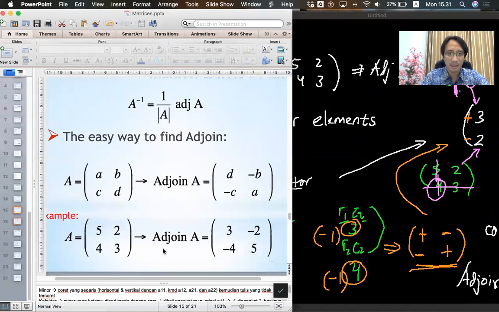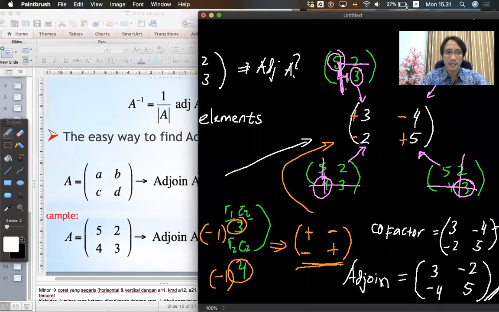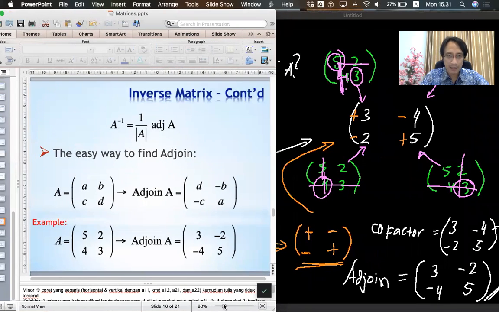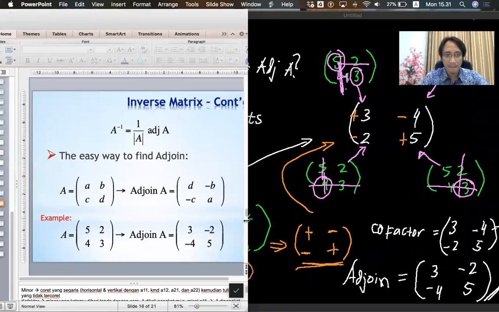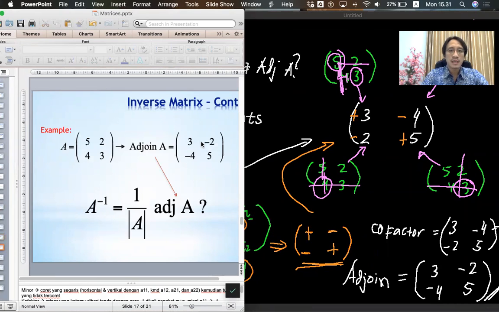Let's compare with the easy way to find the adjoint. See this one. I just make it a bit smaller. See, the adjoint is 3, minus 2, minus 4, 5. So this is the adjoint. Yeah, it's very simple. Okay, this is the adjoint.